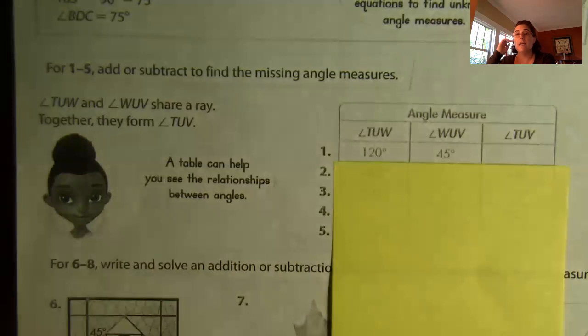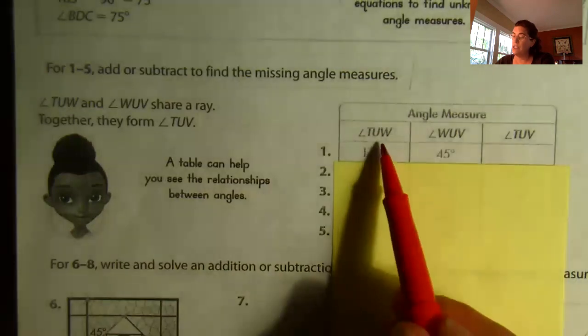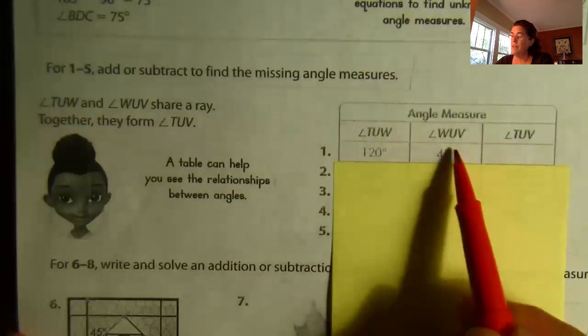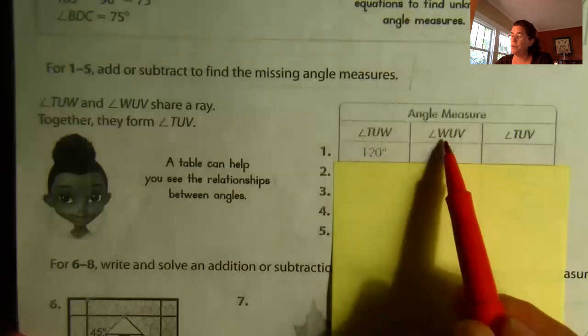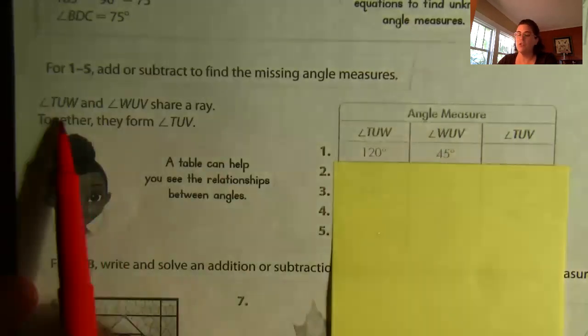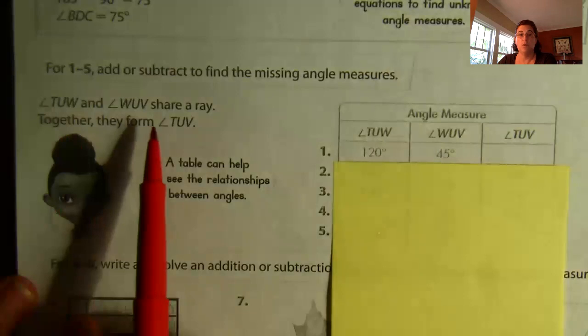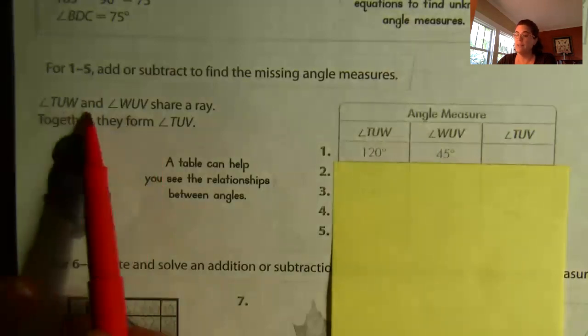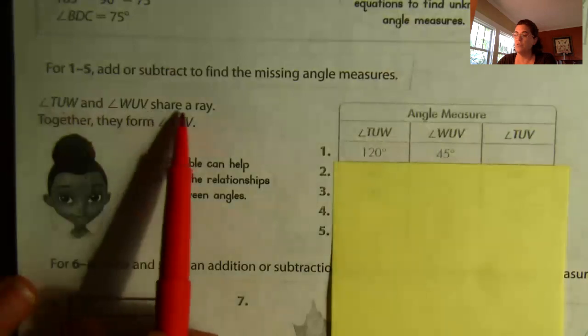All right, and something that helps me, because I'm very visual, is to go ahead and draw it out. So I see angle TUW is 120 degrees. And angle WUV is 45 degrees. Now I'm going to go over here and double check and make sure I know which is the biggest angle. Okay, so it says angle TUW and angle WUV share a ray.